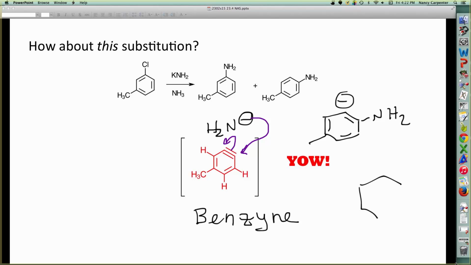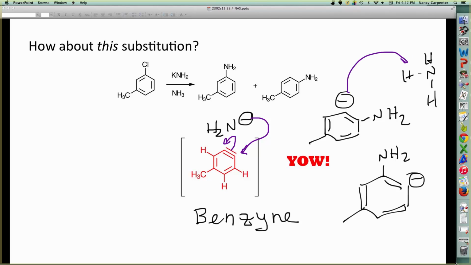or this intermediate, and needless to say, either one of those anions will be protonated in a heartbeat by whatever conjugate acid is present, and the conjugate acid is ammonia. So that's how you get benzyne, or that's how you get substitution with a really, really strong base.